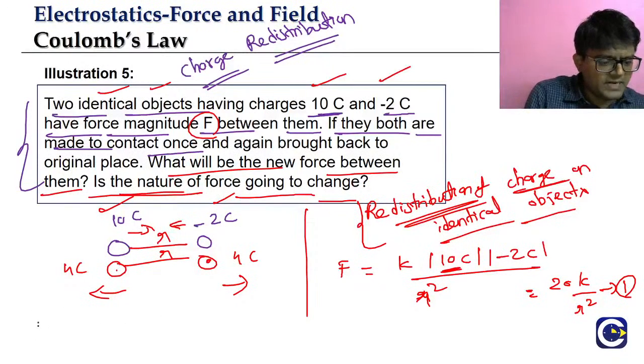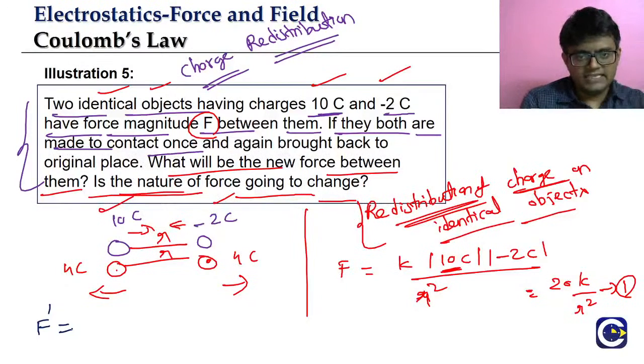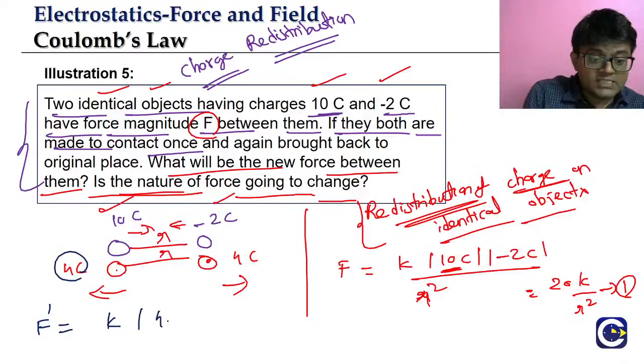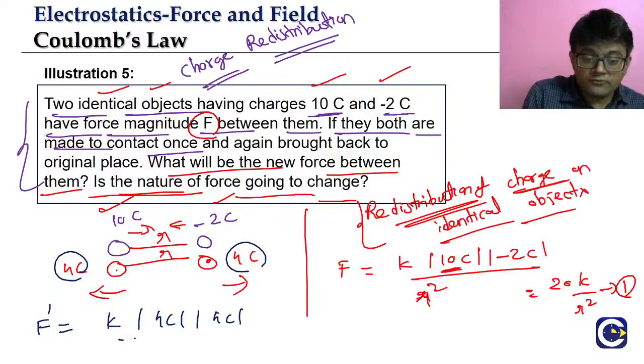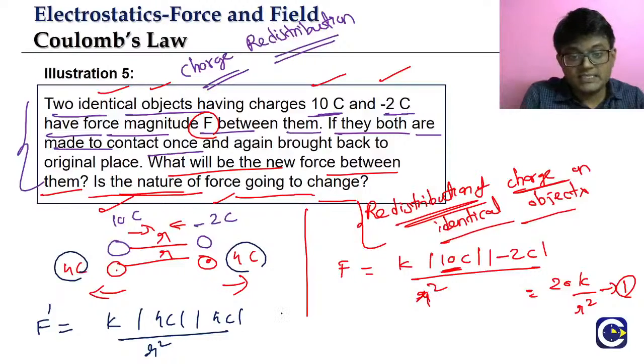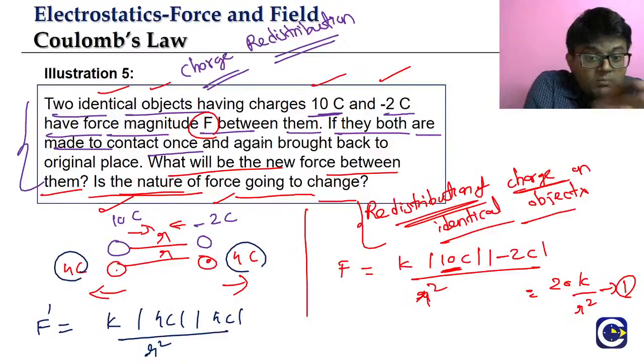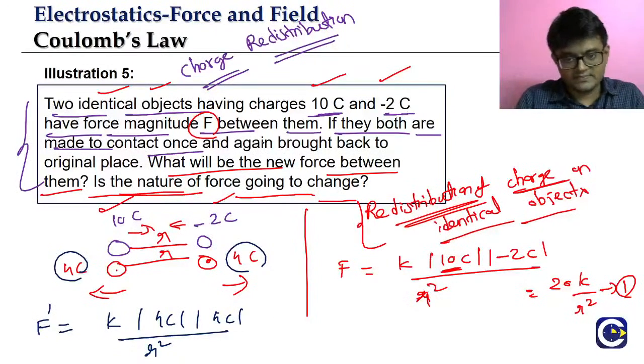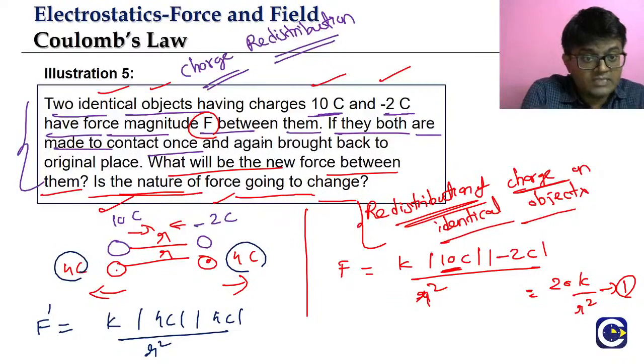Look at what comes in the second case. Let us say the force here is F dash. What is the formula? K into modulus of 4 coulombs into modulus of 4 coulombs, because on the two objects the charges are now 4 coulombs and 4 coulombs, divided by r square. The distance has not changed; they are brought back to the same original place.